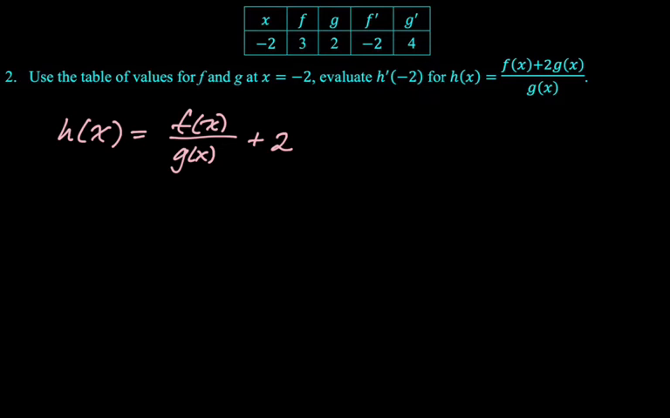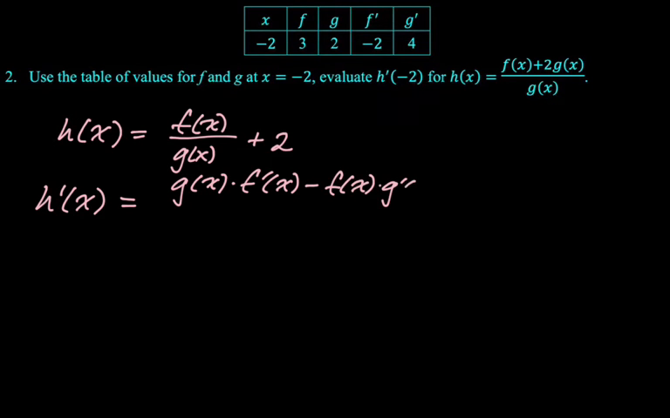And the derivative of f over g is literally just the quotient rule. So our derivative is going to be bottom, derivative of the top, which is f prime, minus top, which is f, derivative of the bottom, so g prime, all over the bottom squared, so all over g of x quantity squared.